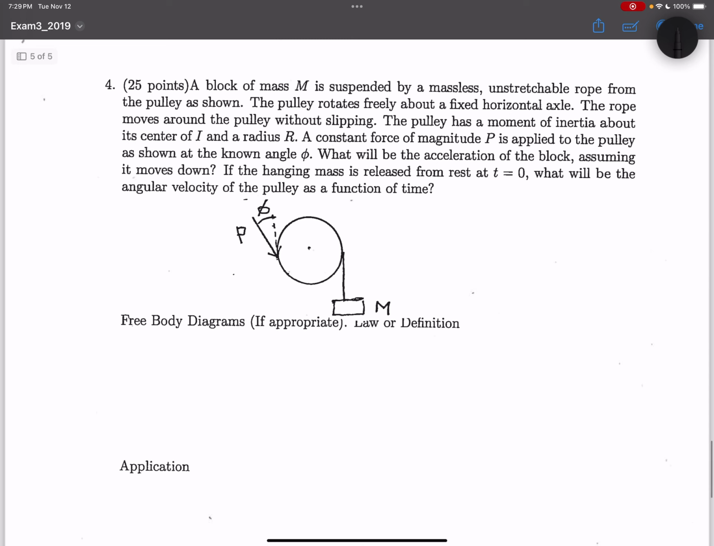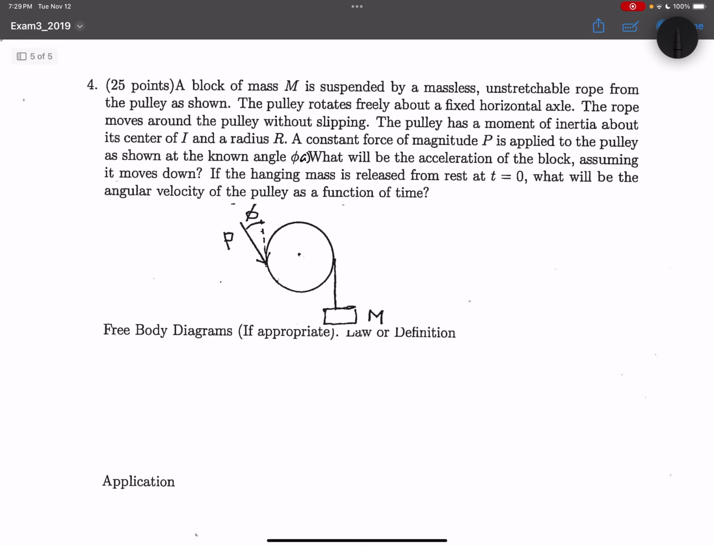Okay, so a block of mass m is suspended by a massless, unstretchable rope from the pulley as shown. The pulley rotates freely about a fixed horizontal axle. The rope moves around the pulley without slipping. Okay, so the pulley has a moment of inertia about its center I and a radius r. A constant force of magnitude p is applied to the pulley as shown at the known angle phi. What will be the acceleration of the block, assuming it moves down? Okay, so the hanging mass is released from rest at time equals 0. What will be the angular velocity of the pulley as a function of time? Okay, so we have part A, and we have part B.